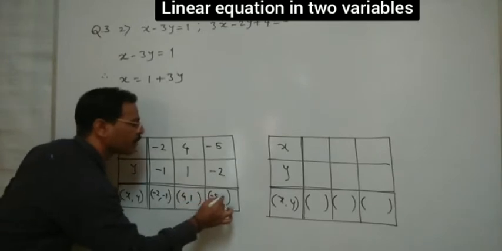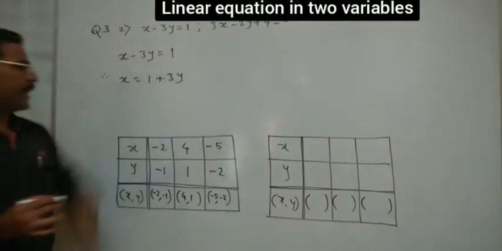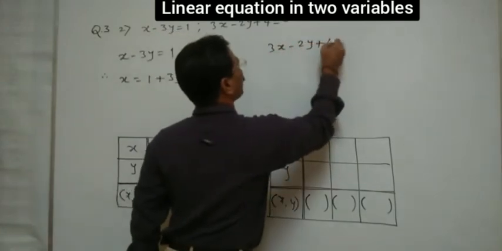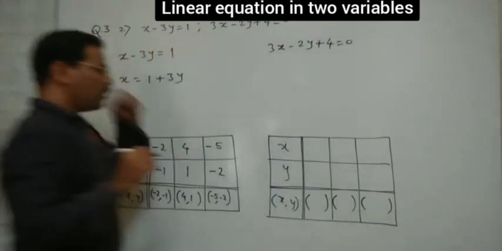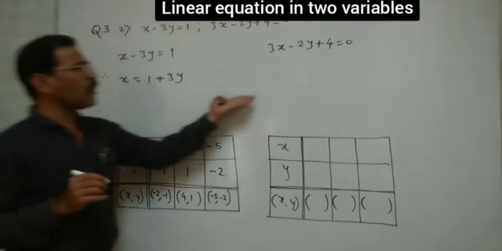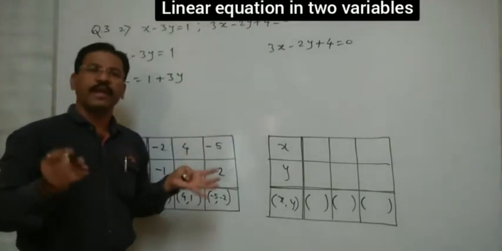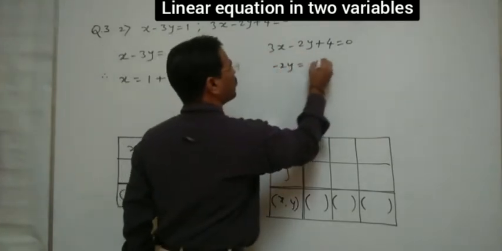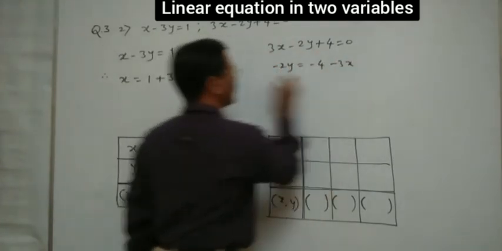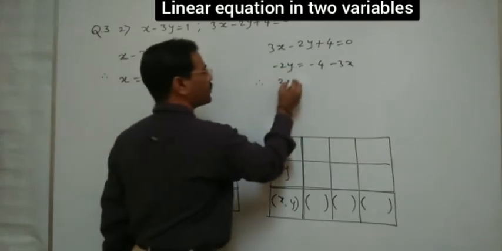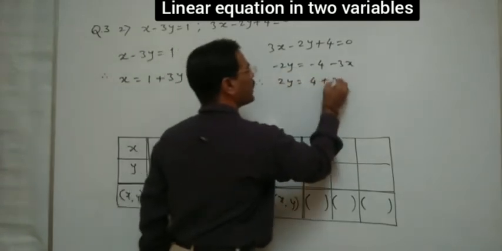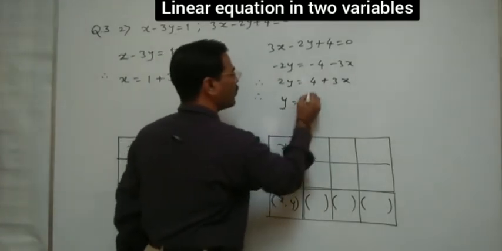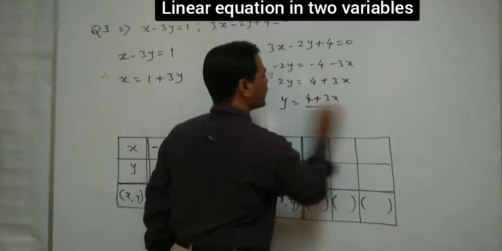Understand? Okay. Now similarly this side. What is that? 3x minus 2y plus 4 equal to 0. Okay, we can write in 3x form or 2y form also. Okay, I'll put here now 2y form. So 2y is equal to minus 4 minus 3x. Okay, I'll change the sign first. 2y is equal to 4 plus 3x. Okay, now take this 2 to denominator. y is equal to (4 plus 3x) upon 2.